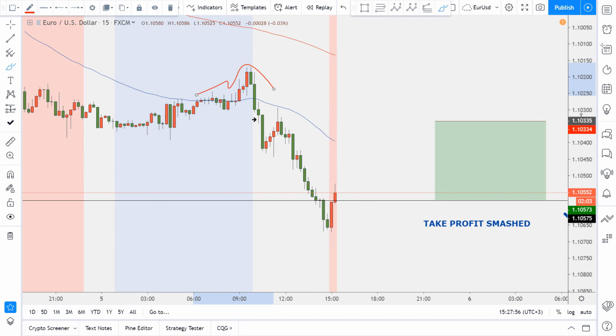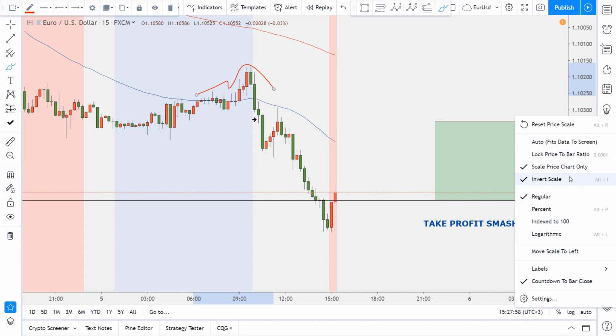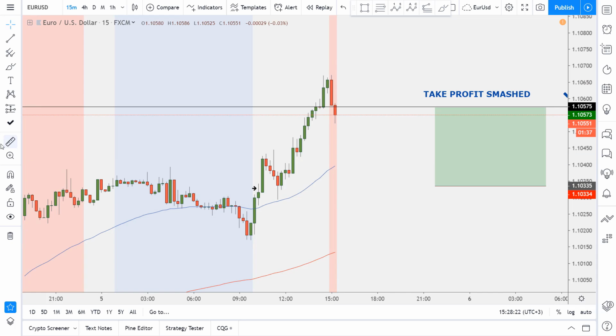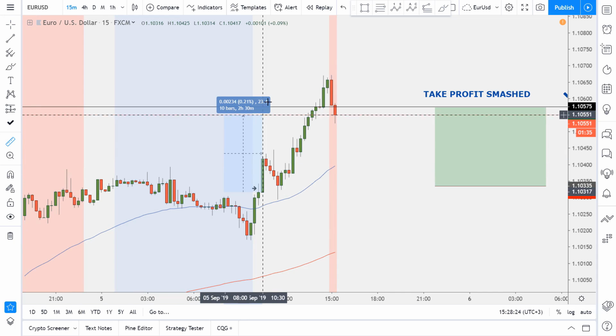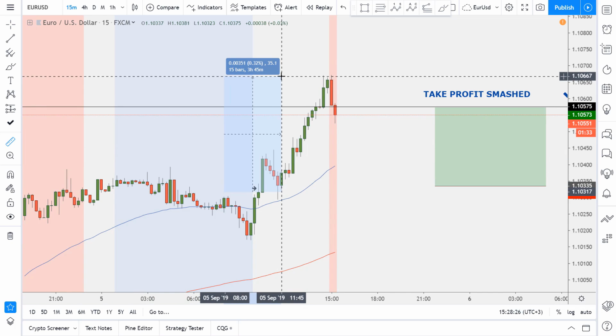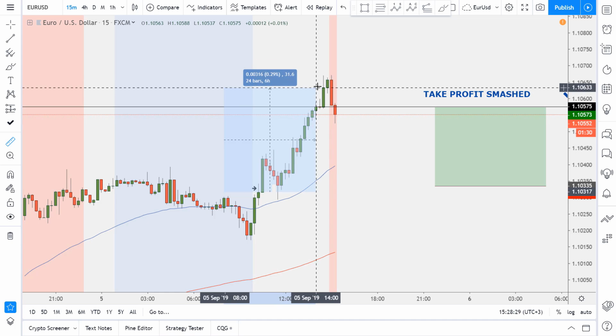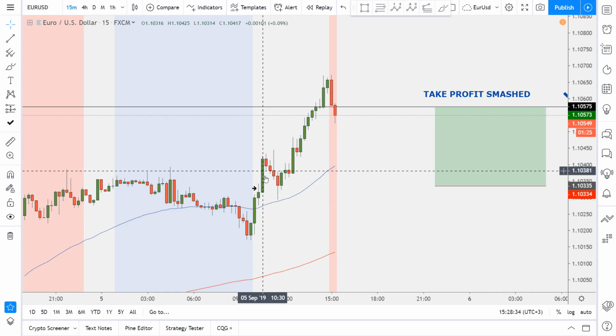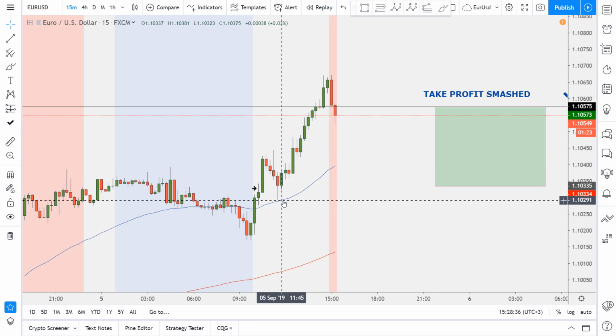So you get to have this effect at your fingertips simply by clicking here, invert scale. Market went from the entry for 35 pips, almost zero drawdown, but minimal drawdown here. This pullback was caused by news. You always get this when you get spikes in the opposite direction.